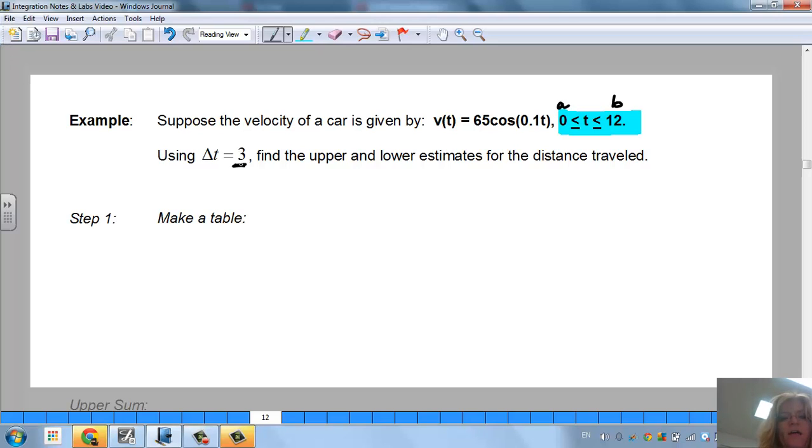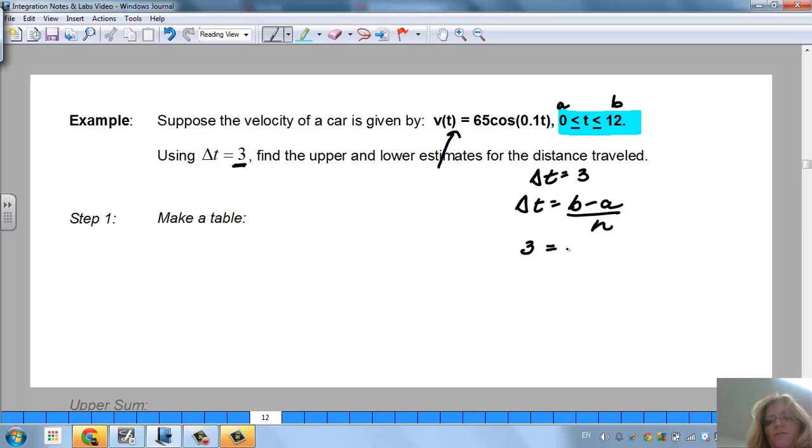First of all, this information is enough so you can make your own table. You can also just put this in your calculator and set up your table with 3, and you would have your points right off the bat. So we know that delta t is 3. We know that delta t is b minus a all over n, and this will tell you how many subdivisions, or rectangles, there are. I'm going to put the 3 in, the end of 12, start with 0, over n. When you solve this, n comes out to be 4. So I'm going to have 4 subdivisions, or 4 rectangles.